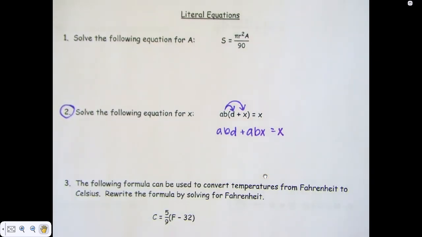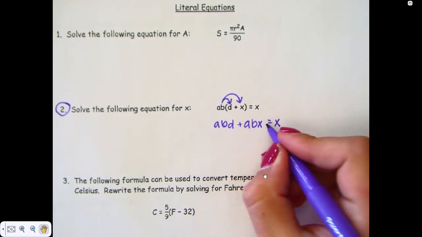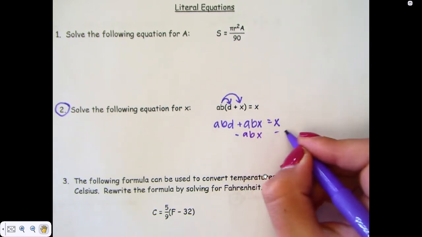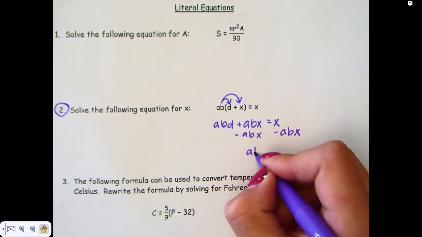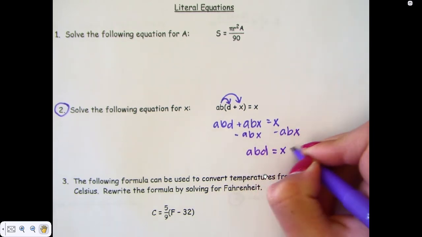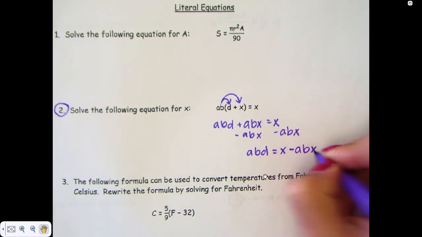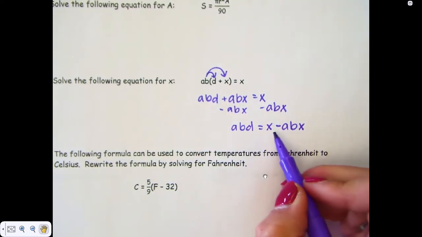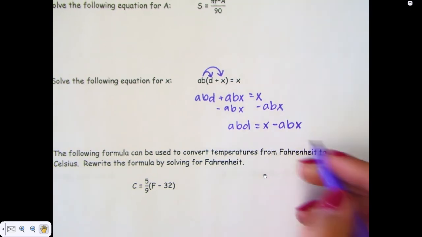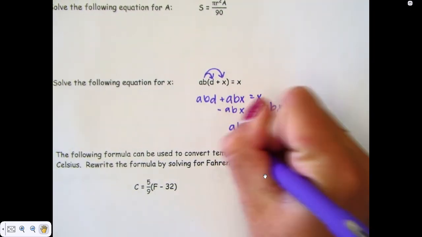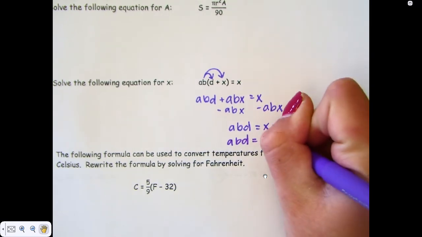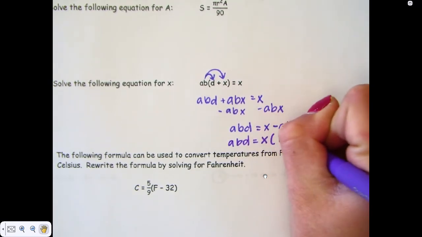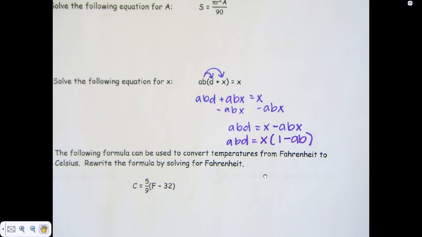And so if you ever get to this point, you notice there's X's on both sides, you're going to want to get X's all to one side. So if I subtract ABX on both sides, I'm left with ABD equals X minus ABX. And this is kind of where we get back into our GCF. What is the GCF of these two terms? Well, they both have an x, so I can pull an x out of both of those terms, and I'm left with x parentheses 1 minus ab.